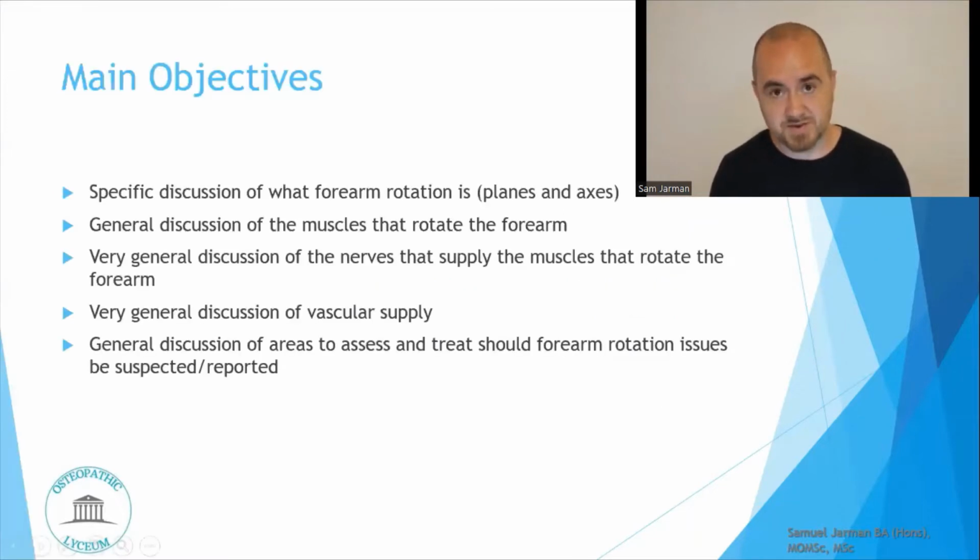So our main objectives, rather: a specific discussion of what forearm rotation is. We've already broken down supination and pronation, but we'll talk about the planes and the axes. A general discussion of the muscles that generate rotation of the forearm, of the nerves that supply those muscles, of the vascular supply, and of the areas to assess and treat should issues with forearm rotation be suspected by the practitioner or reported by the patient.